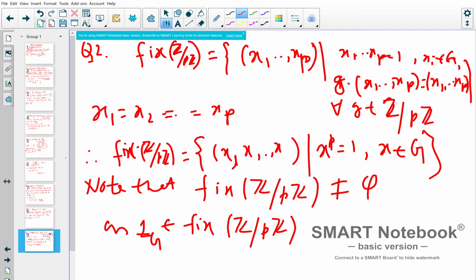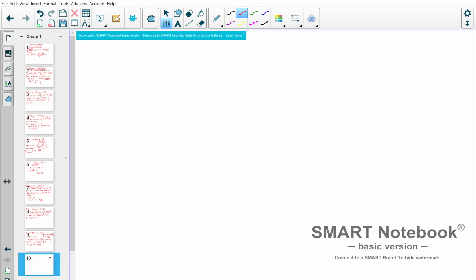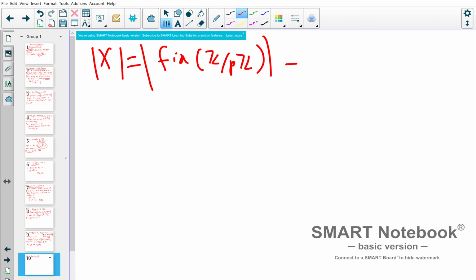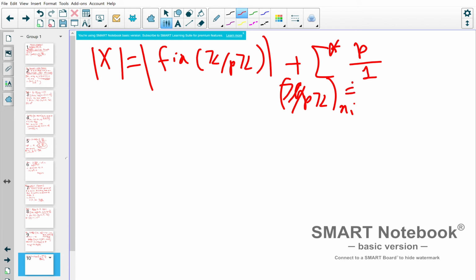Now let us use this orbit-stabilizer formula. So again, here also you have, so write down the formula. The formula tells you that this has to be equal to the fixed point of Z mod pZ plus the sum over the orbits of size p, divided by the stabilizer. What is that stabilizer? The stabilizer is also trivial, because the only subgroup of Z mod pZ which is not equal to Z mod pZ is the identity, like 0 bar. There are no other subgroups, right?